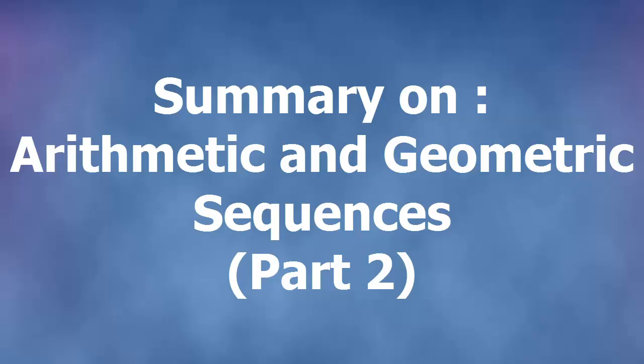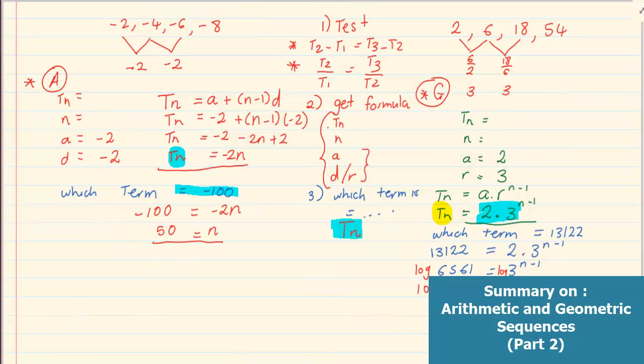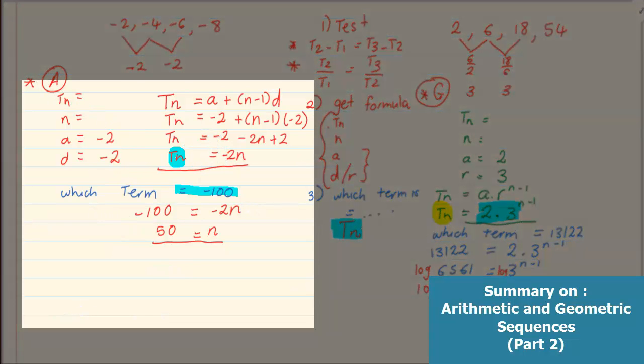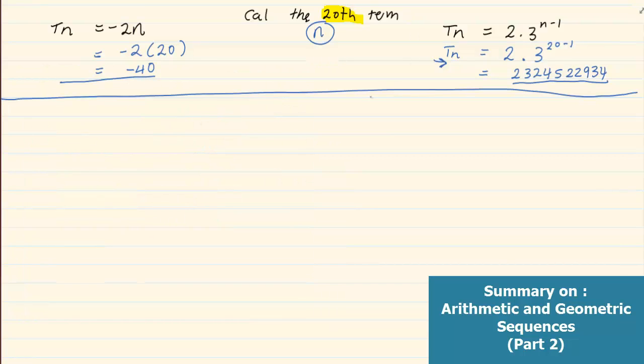Okay, what we've noticed is that in all the previous examples, they always give you enough information to simply use the formula. Like if you say which term is equal to minus 100, in this case they've given you Tn, A and D. If you look at the next one, they say calculate the 20th term. Again, they've given you three things. They've given you Tn, N and the formula. So you always have enough information to simply substitute and do the equation. But what happens when you don't have enough information?